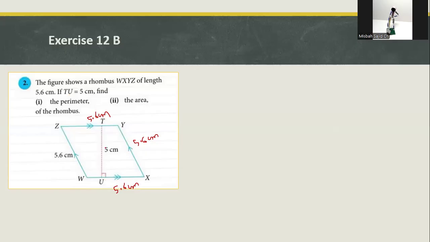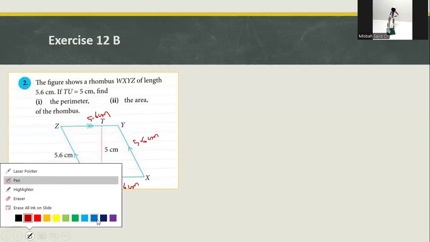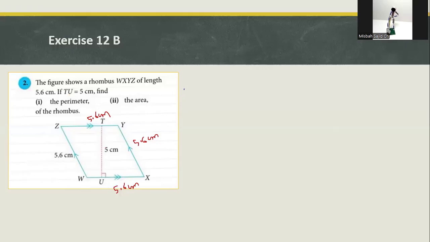In the first part, we have to find the perimeter, and the perimeter is just adding them all or just multiplying 5.6 by 4. It's totally up to you. So I will suggest you multiply 4 by 5.6 centimeter.